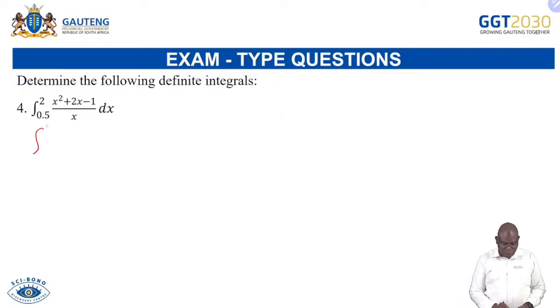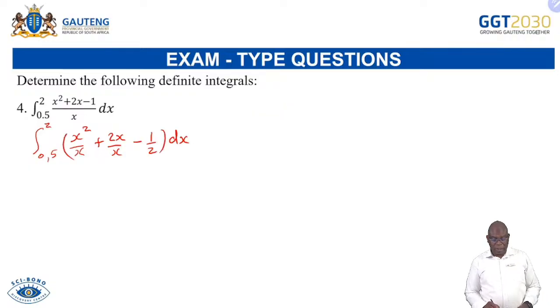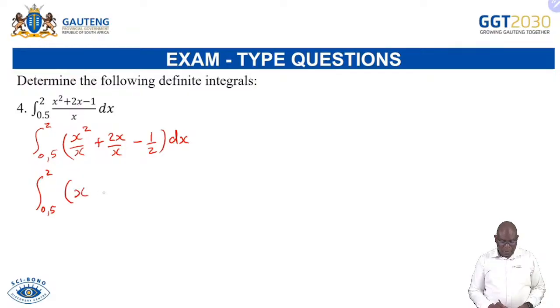We are first going to write them down without integrating. So we're going to have x squared over x plus 2x over x minus 1 over x. Remember, we are not differentiating, we are not integrating yet. Then I'll have x plus 2 minus 1 over x. All right, that's what I have. Now I can start integrating.